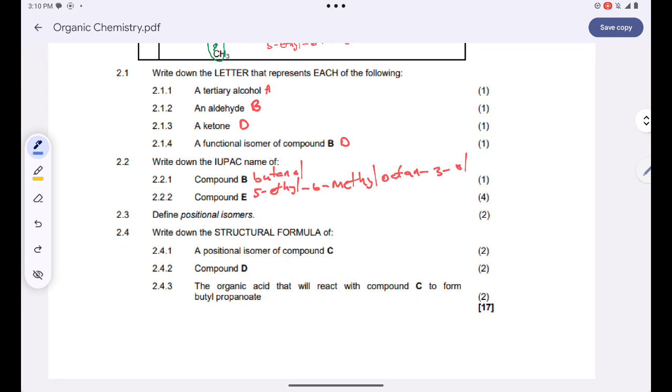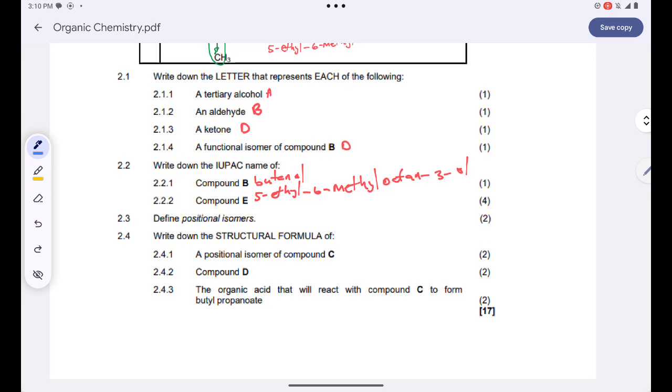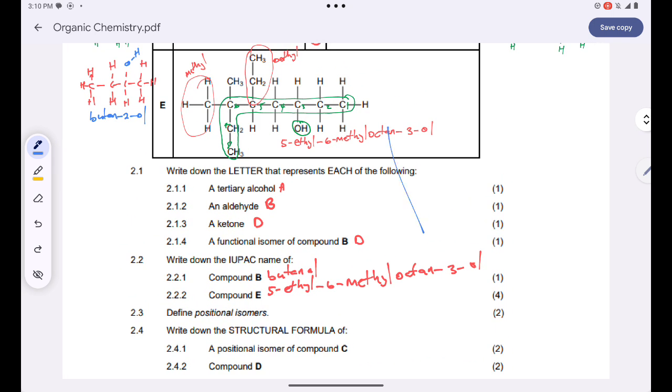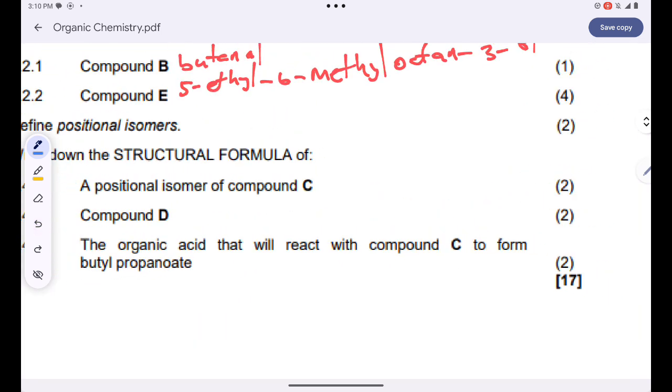Did they want the structure? Okay, the structure will be that one. Let me just draw it here. Butan-2-ol. Remember that this over here, let me write it with a different color so that you will see that it's different from the others.